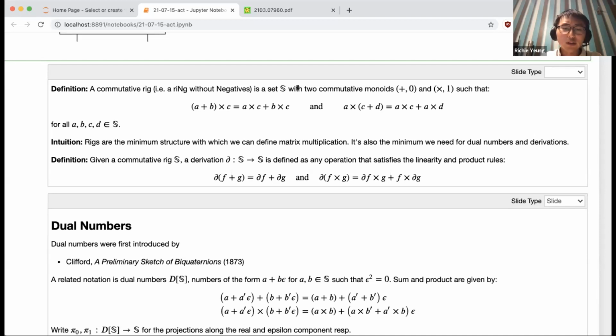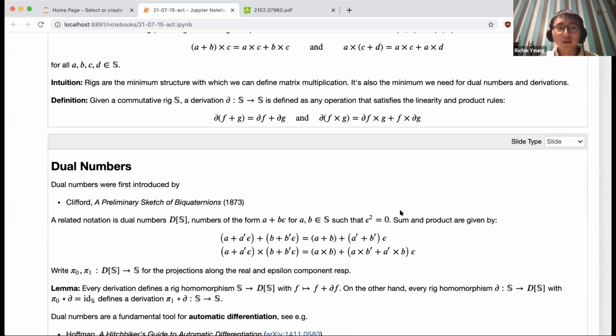And now onto the definition of a derivation. Given a commutative rig S, a derivation from S to S is defined as any operation that satisfies these linearity and product rules. If you know differentiation, this should be quite familiar to you. So obviously differentiation is considered a derivation.